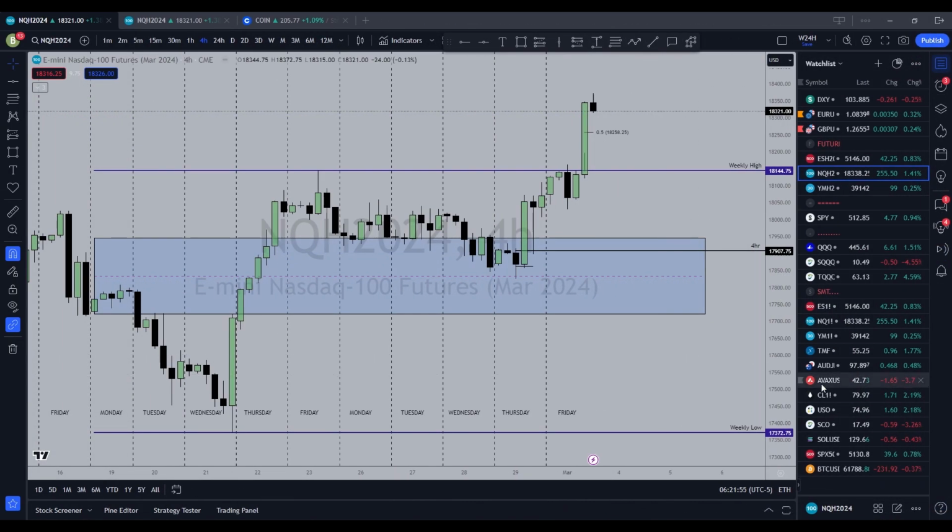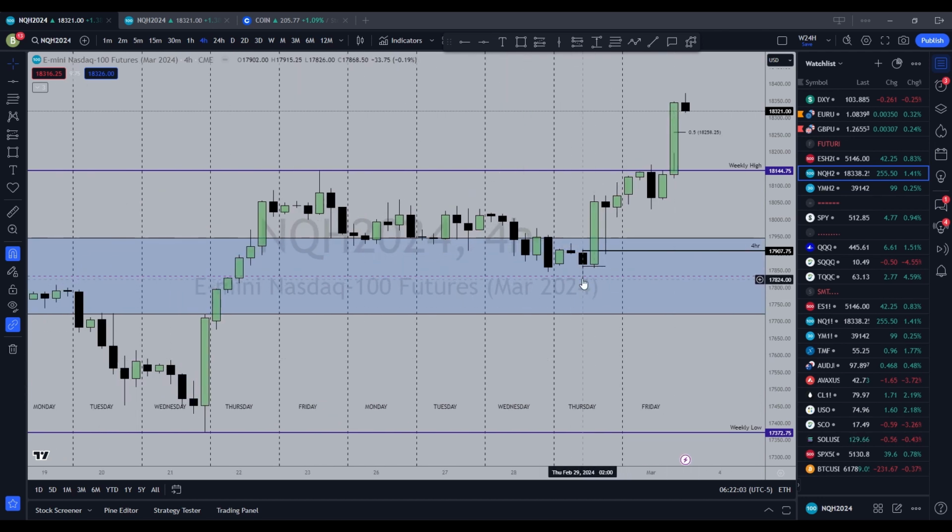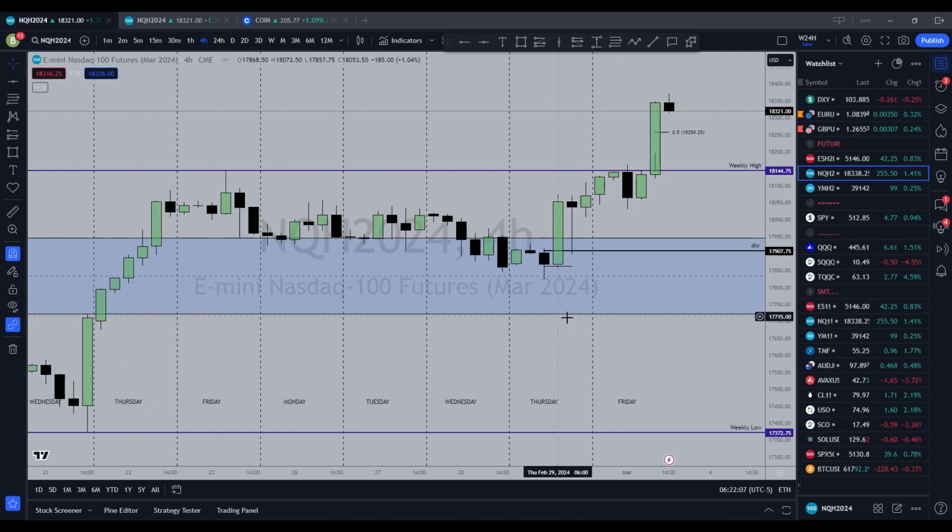My second mistake was the fact that when we had this high probability order block form, and this is a high probability order block because it reached that CE of the daily fair value gap, and it took out a low, right? So that's a high probability order block.